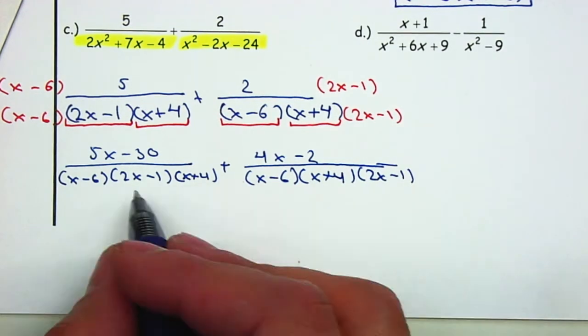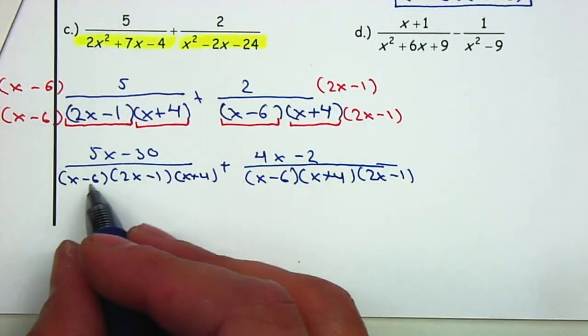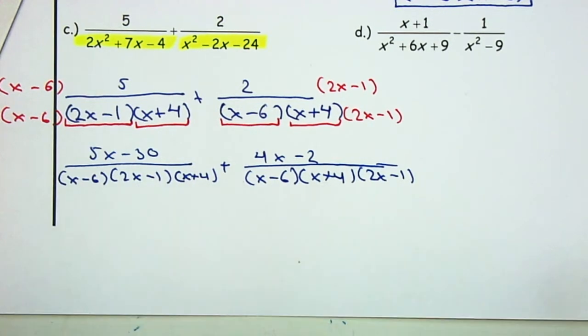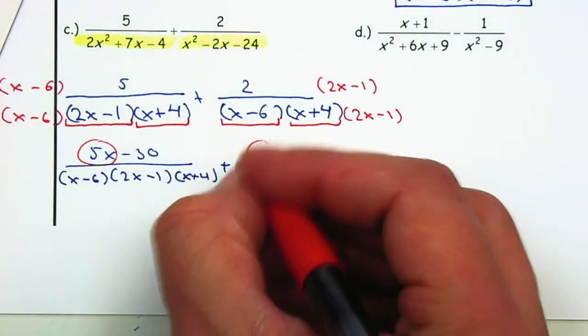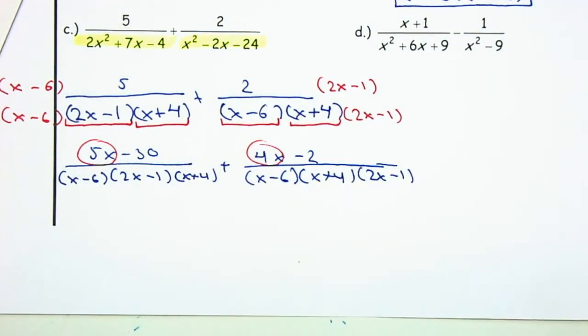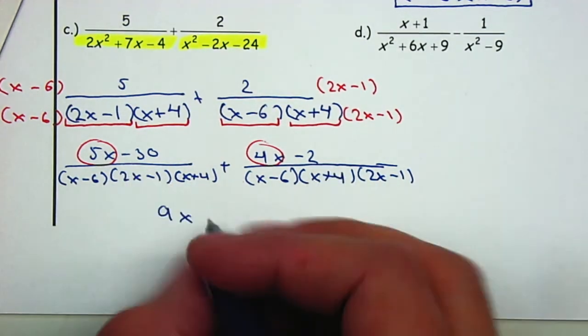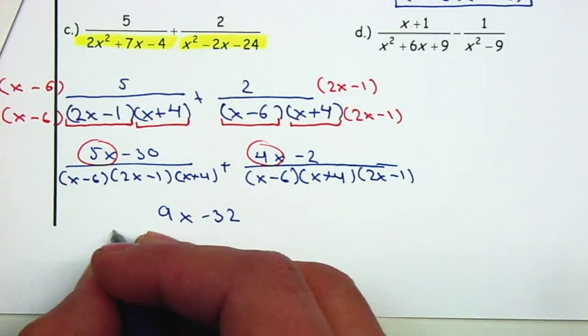Now they have the same denominator. Notice that they're not in the same order, but because they're multiplying, the commutative property tells us that's exactly the same. Now that they have the same denominators, we can go ahead and add the numerators. So it gives me 9x. Negative 30 minus 2 is negative 32 over.